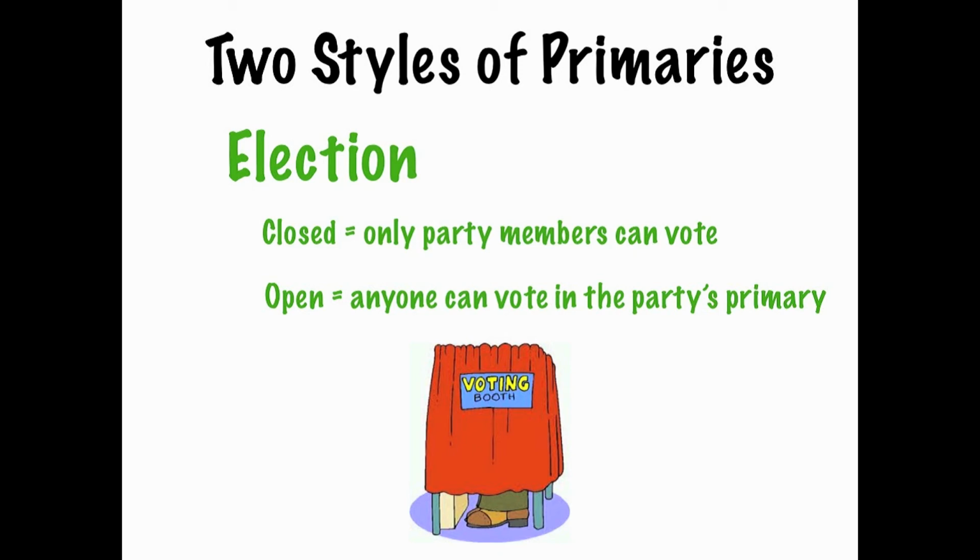A primary election can also be an open process in which anyone can vote in the party's primary. If the Republican Party holds an open election, someone registered as a Republican, an independent, or even a Democrat will be able to vote in the Republican primary.